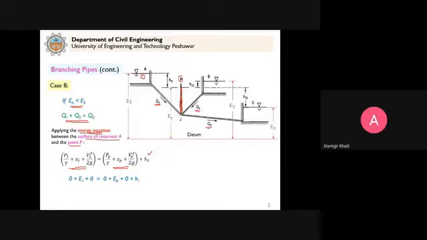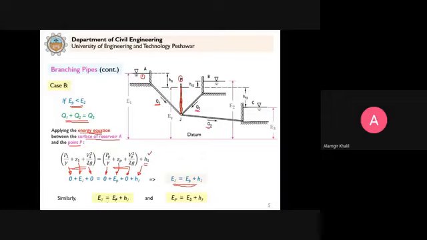So again, if you apply here, P by gamma is 0, Z1 will be equal to E1, and the velocity is 0. So here PP by gamma is 0, and ZP is taken as equal to EP, and VP square by 2G is 0, and the head loss is represented by H1. When you simplify, we get E1 is equal to EP plus H1.